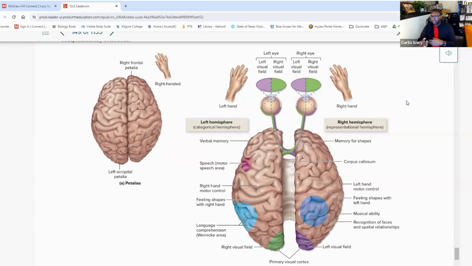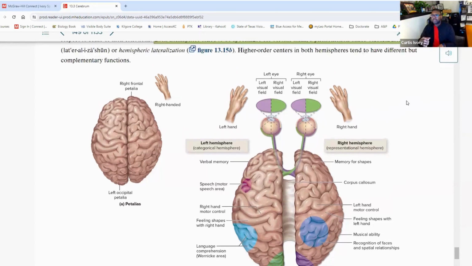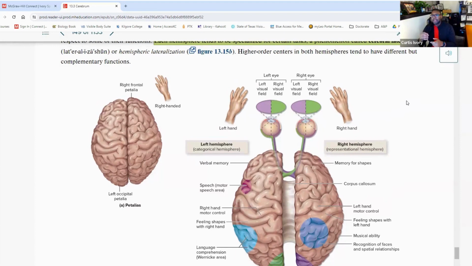The filling of shapes with the left hand is actually controlled by the right portion of the brain. So you have to understand that the right portion of the brain controls the left side of the body, and the left portion of the brain controls the right side of the body. They're kind of crisscrossed. So if you have a stroke and the left side of your brain is affected, the right side of your body is affected, and vice versa.